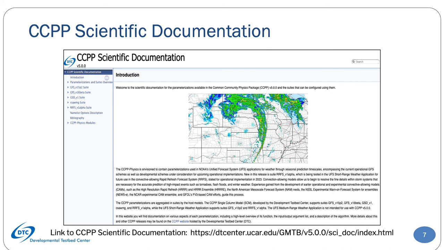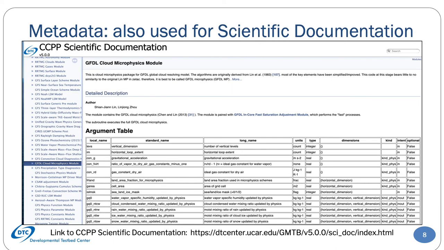CCPP physics include scientific documentation. Note the link at the bottom of the page. The metadata described in slide number 6 is also used to generate scientific documentation. This is an example for the documentation of the GFDL microphysics parameterization. The metadata associates each variable local to a physics scheme to a standard name, a long name, units, type, dimensions, kind, and intent. This makes each physics scheme more understandable by users and developers.